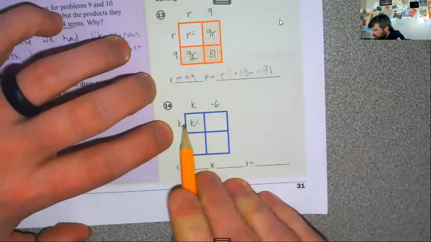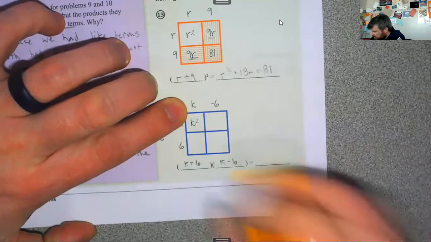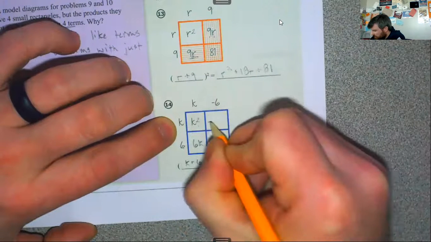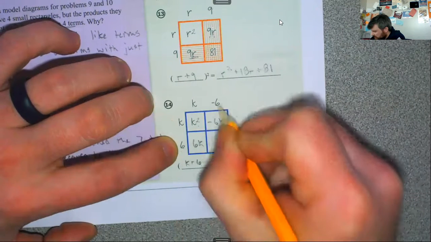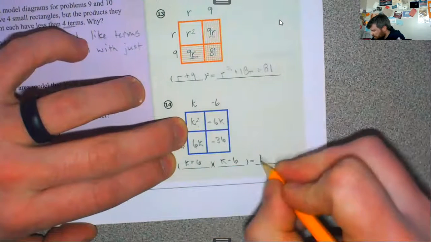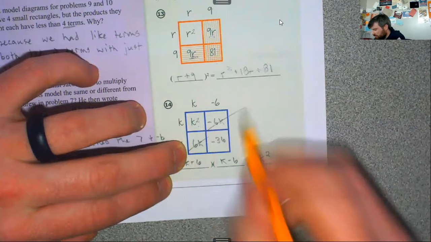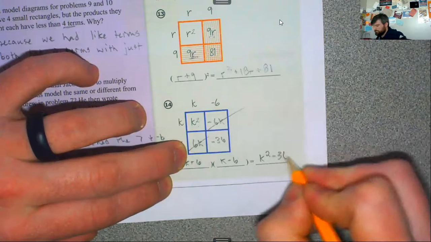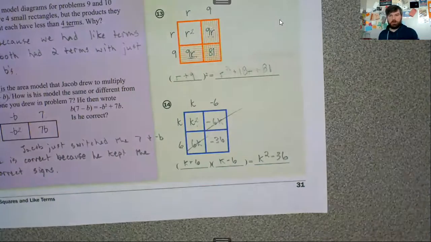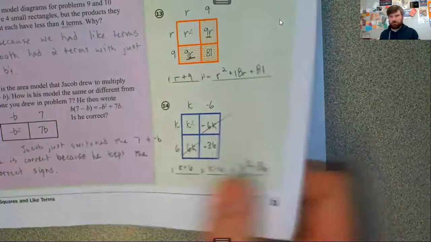Here we had k plus 6 and k minus 6, k squared. K times 6 is 6k. K times negative 6 is negative 6k. And 6 times negative 6 is minus 36. So we add those together, we get k squared. 6k minus 6k, those go away, they cancel. And then you have minus 36. Okay, so sometimes you will have like terms that can combine into a bigger number, and then sometimes they go away and you won't even have that term over here in your answer.